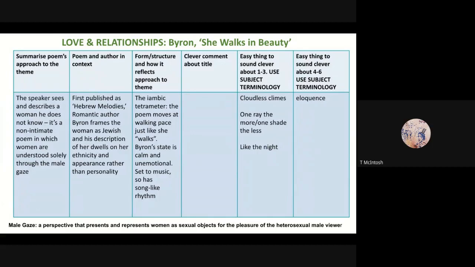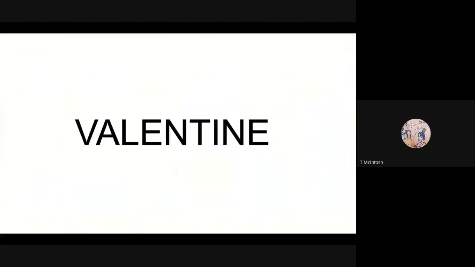And then there's nothing clever to say about the title, is there? Just pick out some moments. For me, I would talk about the cloudless climes, the raven tresses, like the night, how he's positioning her very specifically against darkness, a lexical field of darkness. Then I'd get really annoyed about that eloquence bit and talk about that. So that's your Byron. He's an astonishing literary figure in history. I don't actually think this is one of the best of his poems.